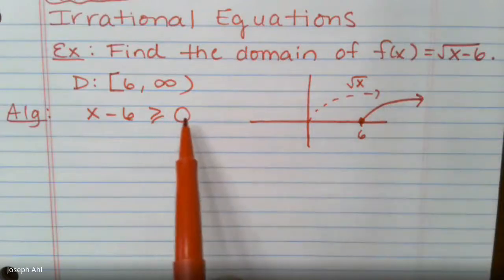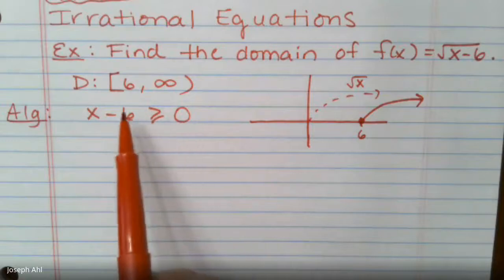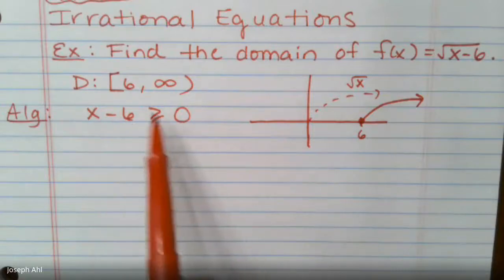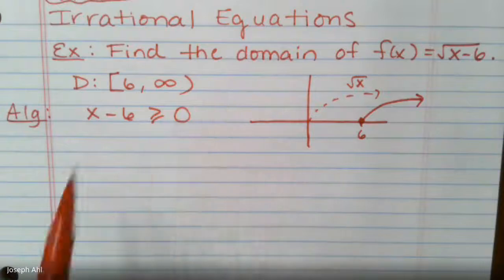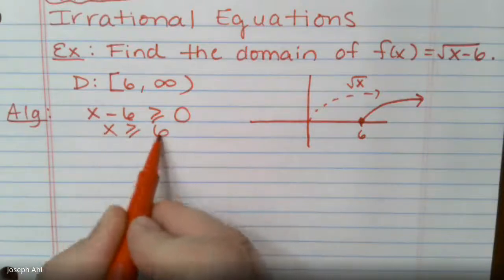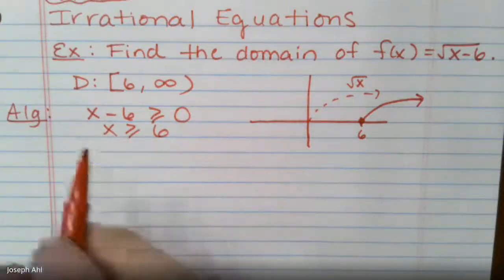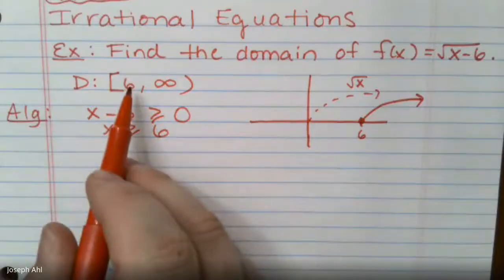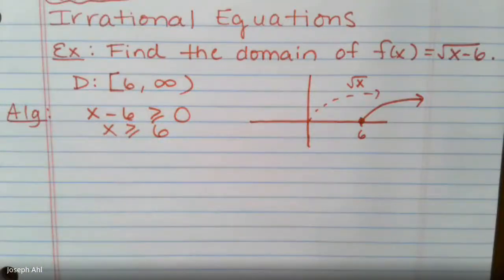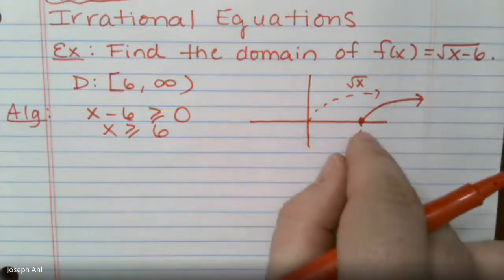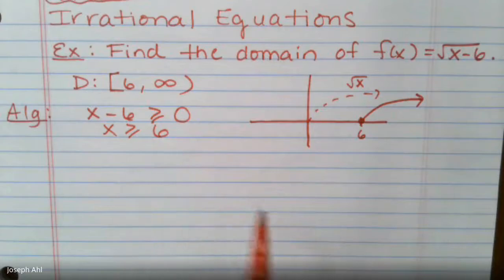So it could equal 0, so we want to make sure we include that, but certainly we want to make sure that x minus 6 is greater than or equal to 0. If we add that 6 to the other side, x is greater than or equal to 6 is my domain, which of course matches what I wrote in interval notation right above. So this is something where we knew what the graph looks like, so starting from that perspective made sense.